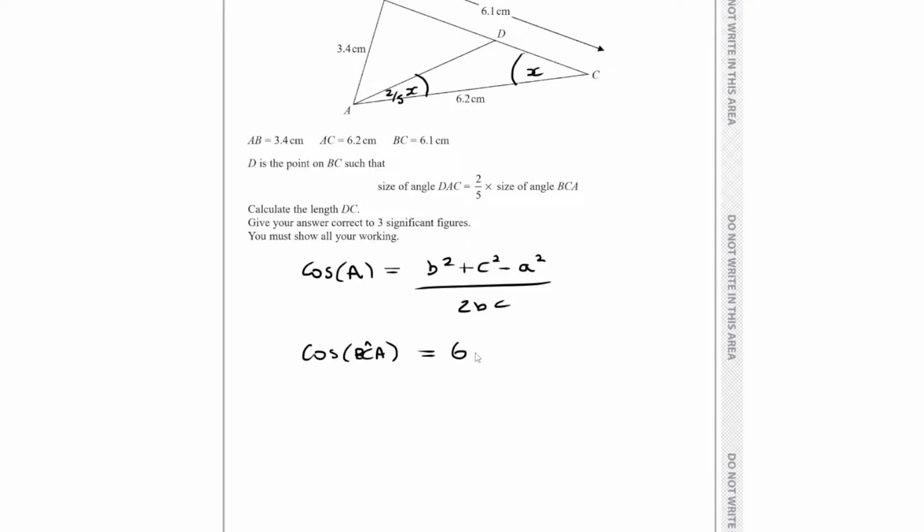So I'm just going to go with like 6.2. 6.2 and 6.1, doesn't really matter which order those go in, as long as the 3.4 is the one you're subtracting. And then obviously 2 times the same, 6.2, 6.1. But as I said, if you need to relabel the angles, that's also fine.